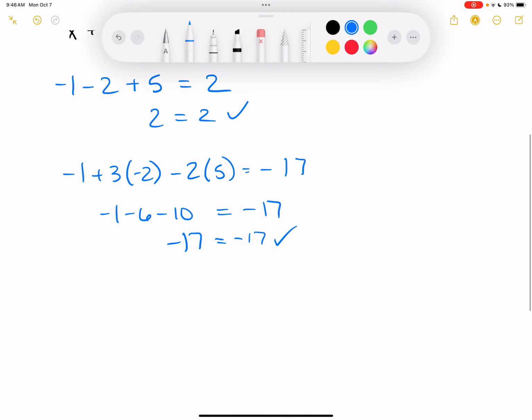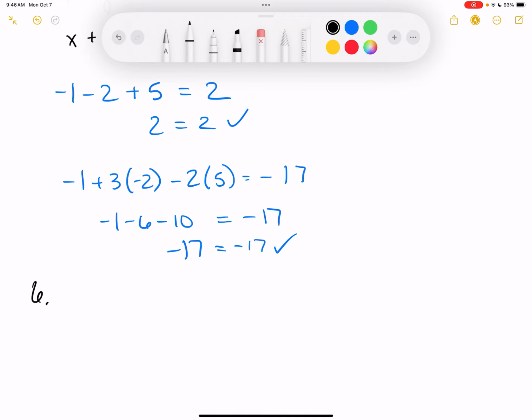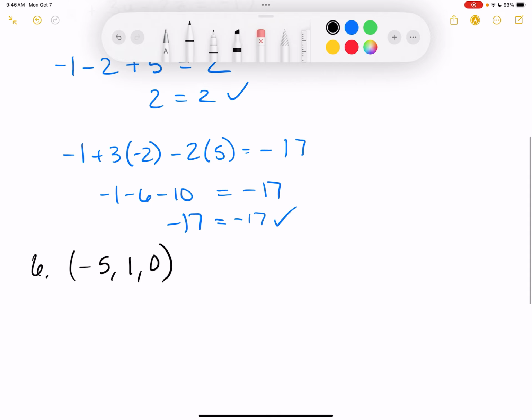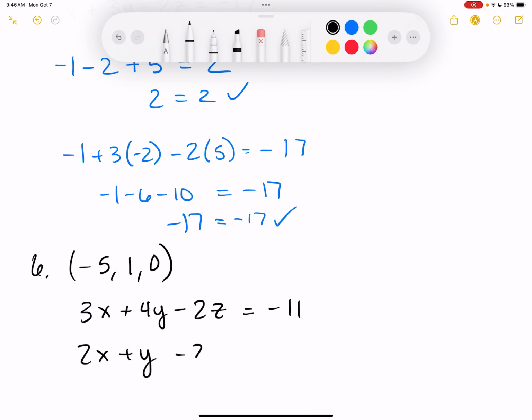All right, number 6, same thing. -5, 1, 0. 3x plus 4y minus 2z equals -11. 2x plus y minus z equals 11. x plus 4y plus 3z equals -1.